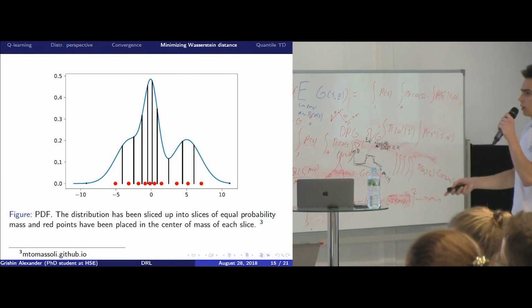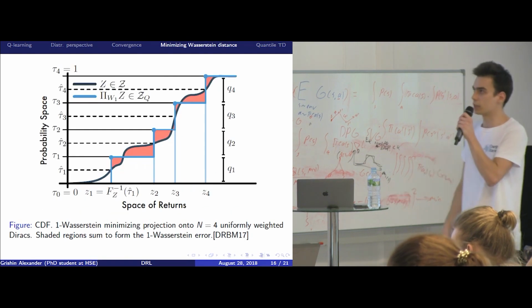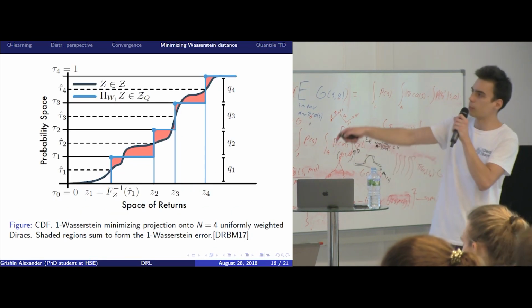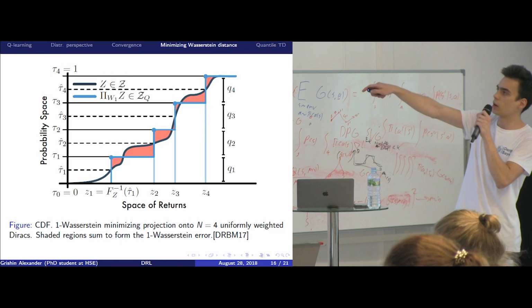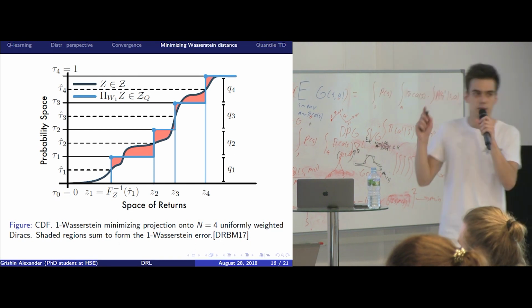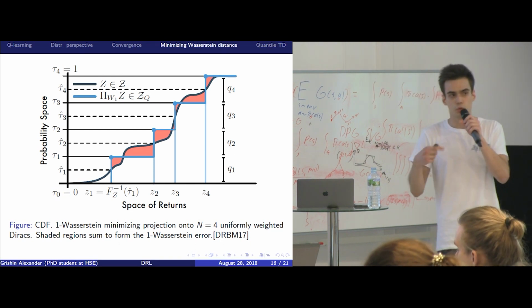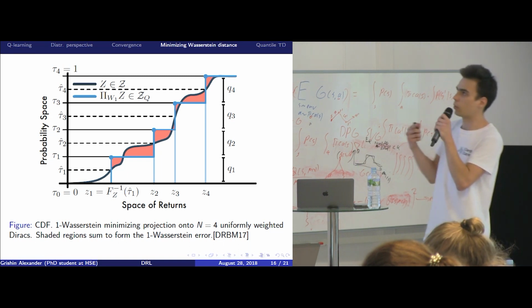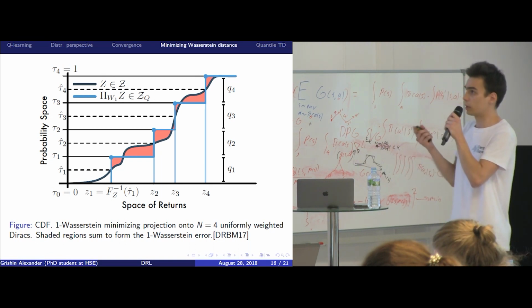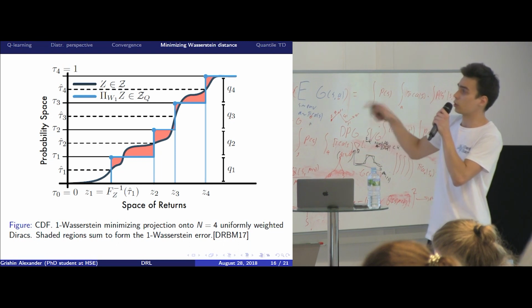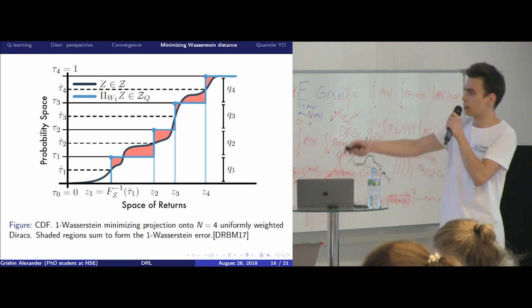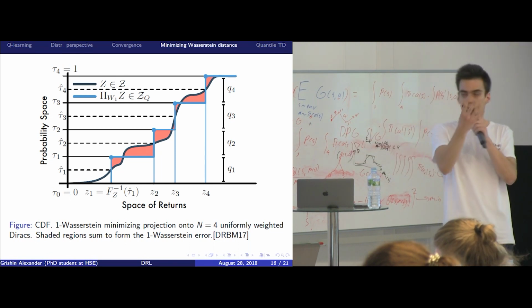Cool. Another visualization in terms of CDFs. For example, we have this dark blue line. This is the CDF of the distribution which we want to project onto our parameterized family. So, firstly, we have hyperparameter n. We have n Dirac.